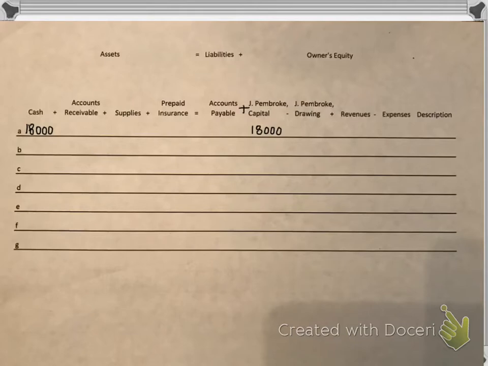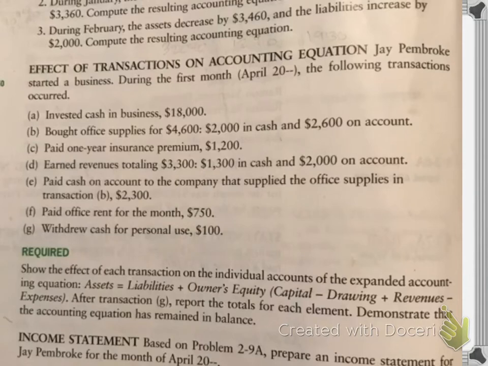Okay, so then let's go to transaction B. Transaction B says bought office supplies for $4,600. So we are receiving $4,600 in office supplies. We paid $2,000 in cash for those supplies, and $2,600 was on account.